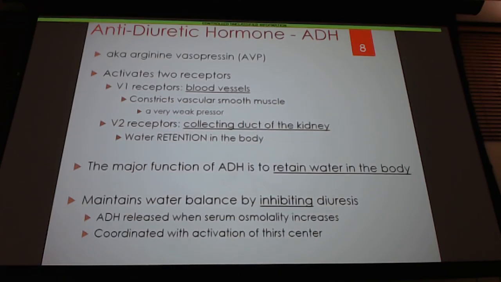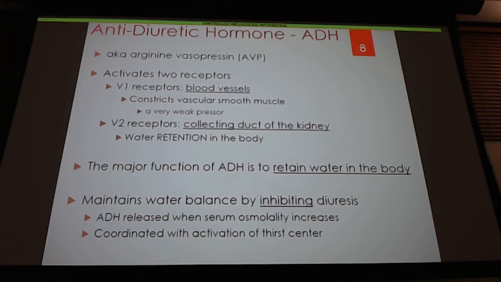So antidiuretic hormone, or ADH, it's also called vasopressin a lot. The full name is arginine vasopressin. I will consistently call it ADH for this class. But it has multiple names depending on the text that you use. And it activates 2 receptors. So ADH plays a role in our blood vessels as well as the water balance in the system.